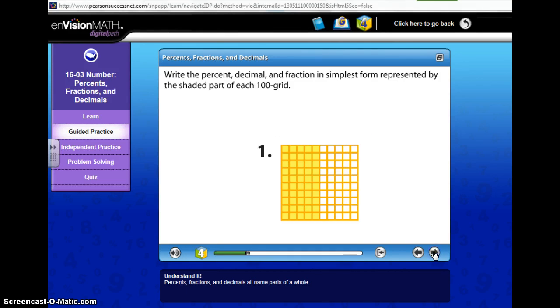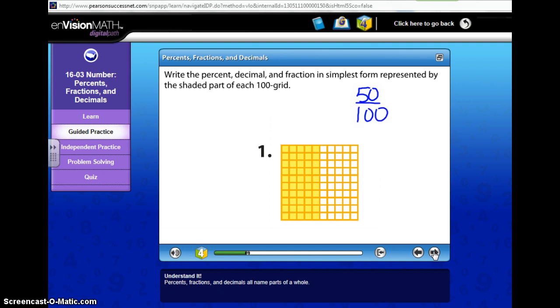So we're going to write 3 ways to describe this grid. We're going to write it as a percent, as a decimal, and as a fraction. But we're going to simplify that fraction, okay? So take a look at the yellow grid and tell me what fraction is shaded. Brendan? 50 over what? 100. Good work.